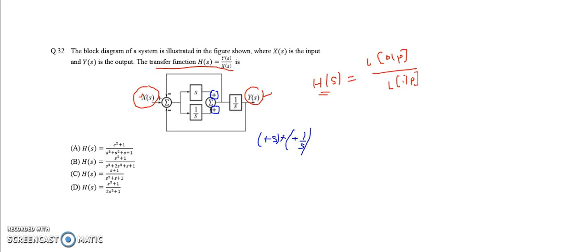So plus s plus plus 1 by s, which can be written as s + 1/s. That means this complete block diagram can be substituted with a single block, that is s + 1/s. Okay. So now I'm going to draw the equivalent block diagram here.